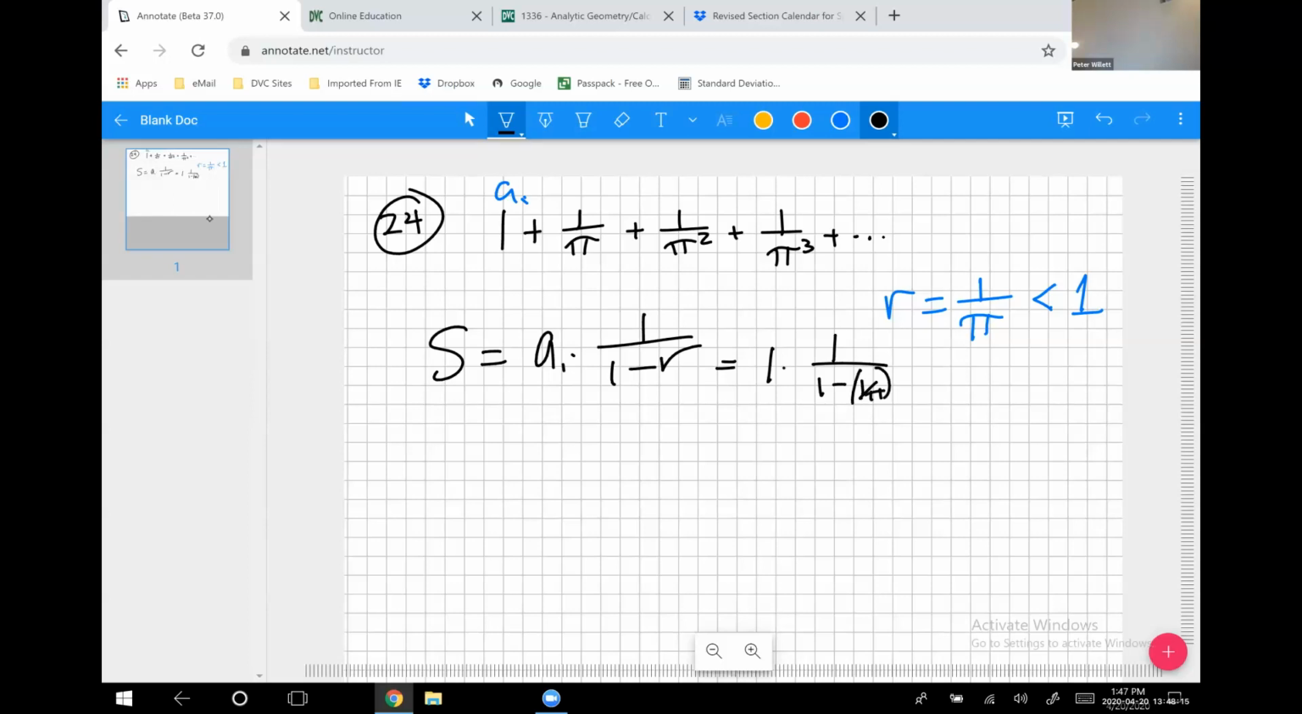That was not written very well, but we get 1 over 1 minus 1 over pi. You should simplify this because this is a complex fraction, a big fraction with a little fraction in it, and we simplify that by multiplying the top and the bottom by the LCD of any baby fractions. If I multiply that, I get a pi in the top, and I get pi minus 1 on the bottom, which is exactly what Wenzel typed in there. Perfect.